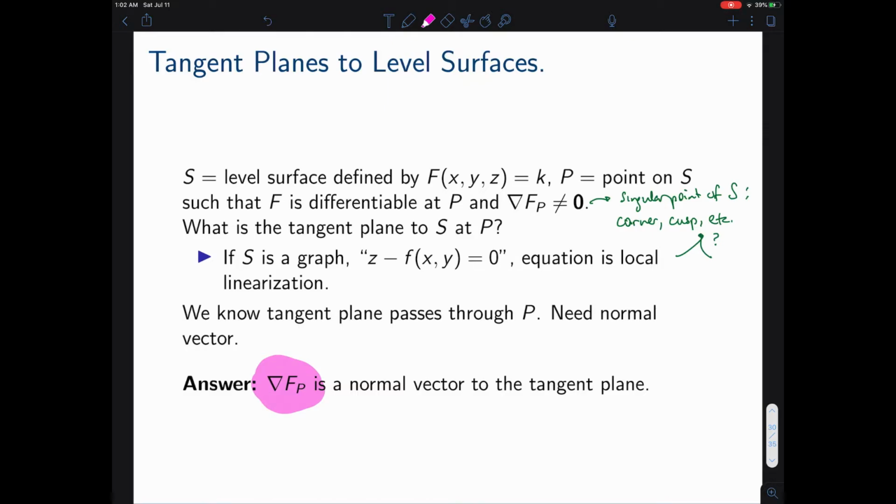So being a normal vector to the tangent plane. And at that point, we have all the information we need. We have a normal vector to the tangent plane, and we know a point that the tangent plane passes through. So those two pieces of information are enough to write down an equation.